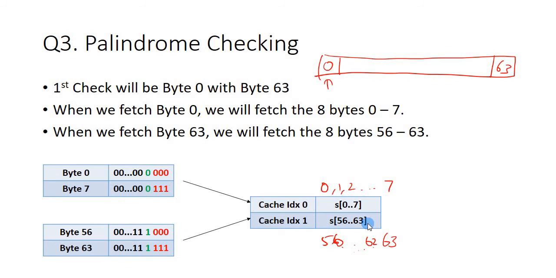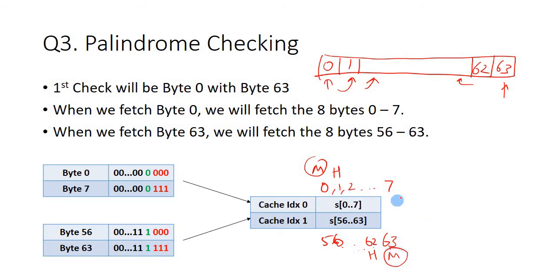And so what does that mean? In the first time when I do a load byte, this will be a miss, and this will be a miss. And after I do the first check, what will happen? If you recall my code, I will increment my pointer to point to 1 and decrement my pointer here to point to 62. And when that happens, you will see that this data is already in the cache. Correct? So the remaining 7 accesses will always be a hit. Only the first one will be a miss, for this first 8 bytes.